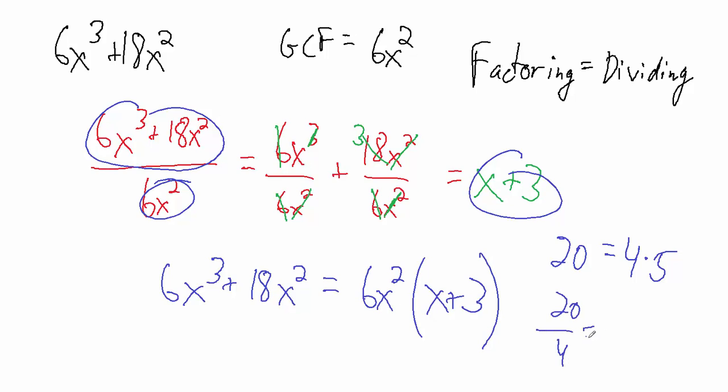Likewise, 20 divided by 4 gives us 5. So 20 equals 4 times 5. Okay? So that's how we use the greatest common factor to factor an algebraic expression.